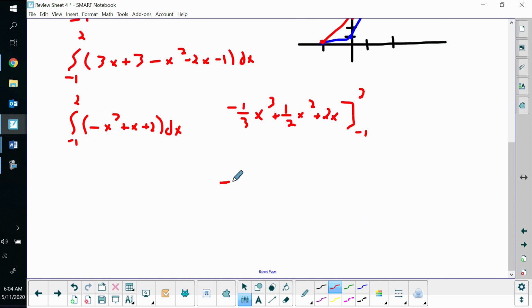If we sub in 2, we'll get negative 8/3. If we sub in 2 here, we'll get 2, and then 4, minus, start a parenthesis. -1 subbed in will come back as a -1 times the -1/3, which will be positive 1/3. -1 subbed in here will come back as a positive 1 times the half. And then -1 times 2 is -2.